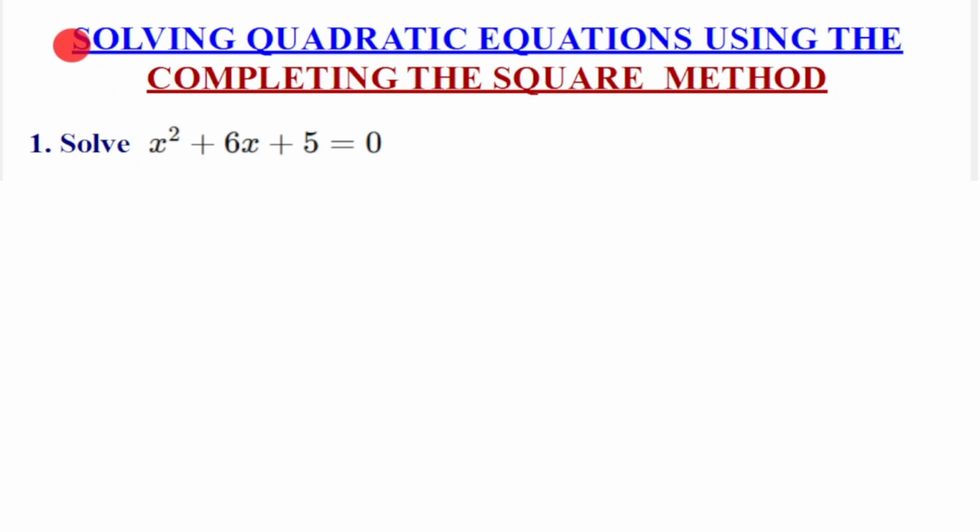In this video, we are going to discuss solving quadratic equations using the completing the square method. 1. Solve x squared plus 6x plus 5 is equal to 0.